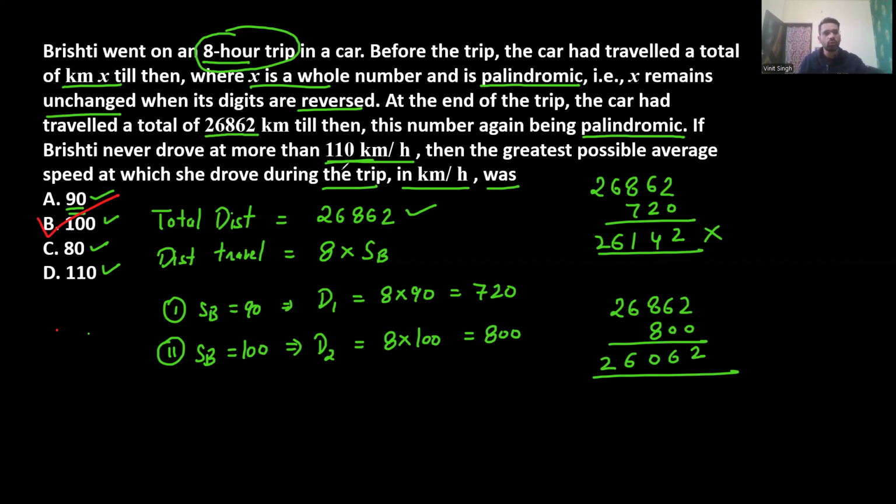So she has to travel at a speed of 100 km per hour, then she will get a palindromic number before the trip started and after the trip completed. I hope you understand this question. The question is easy. So option B, 100, will be the right one. Now move to the next question.